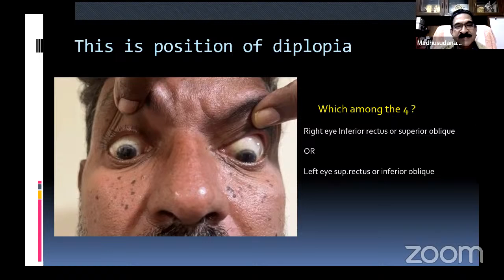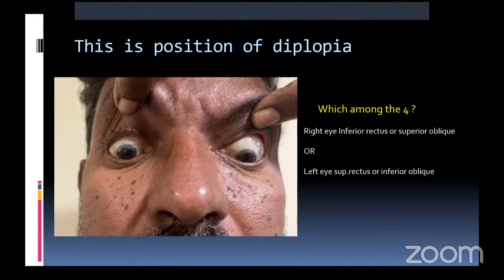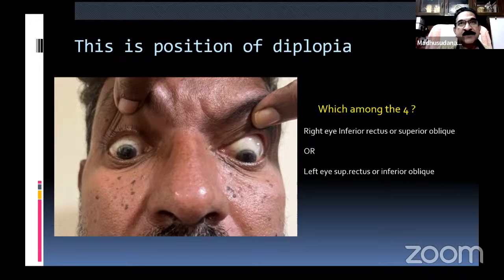Okay, so you think the right eye is at fault, or the left eye is at fault? No, the right eye is at fault because he has diplopia looking down. That's his complaint. If the elevators of the left eye had been at fault, his complaint would have been diplopia on looking up. Am I correct? Yes, sir. So by looking at this picture alone, one cannot differentiate whether the elevators are affected on the left side or the depressors on the right side.